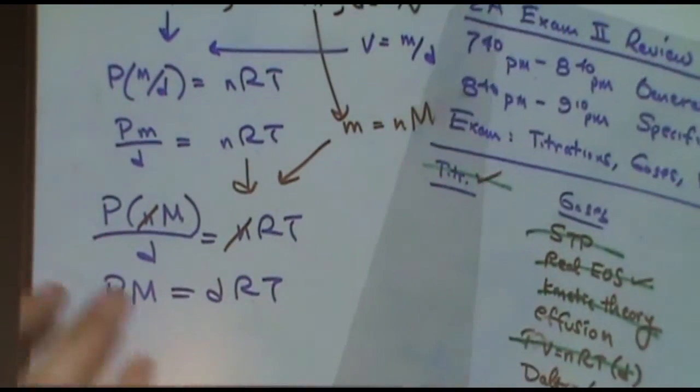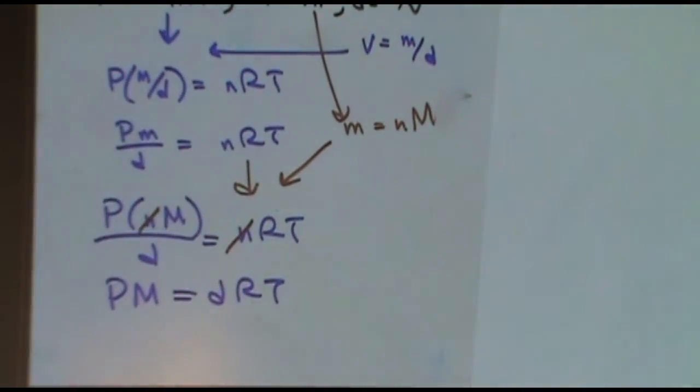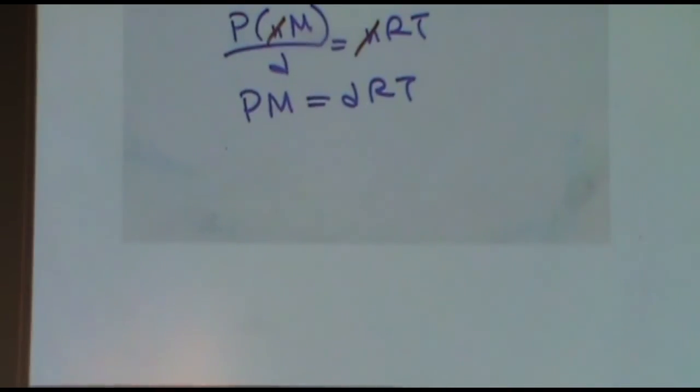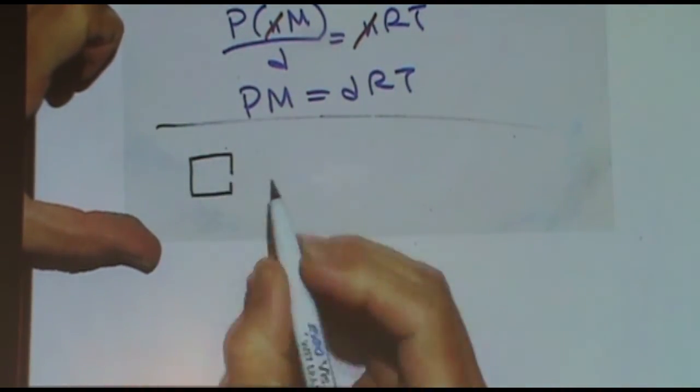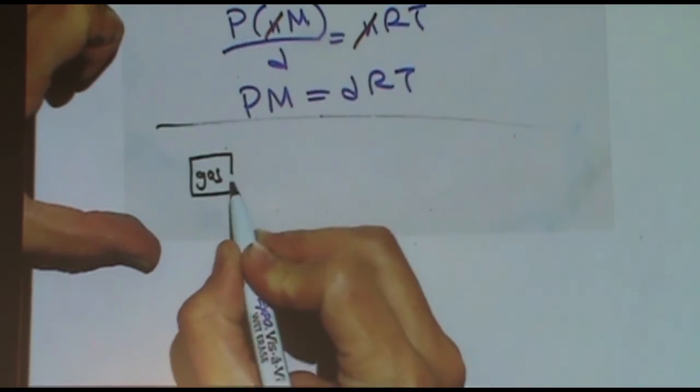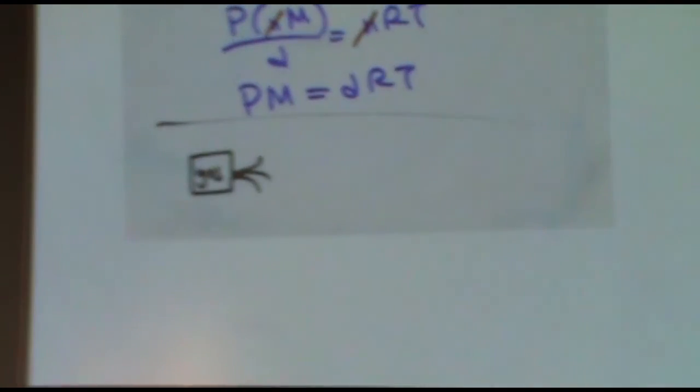Okay, next we're rolling to effusion. Effusion, what the heck is that? That's when you have some sort of container with a hole in it, and in the container is a gas, and the gas escapes out of the hole, or the orifice, and when that happens, that's called effusion. So effusion is escape of a gas out of an orifice.